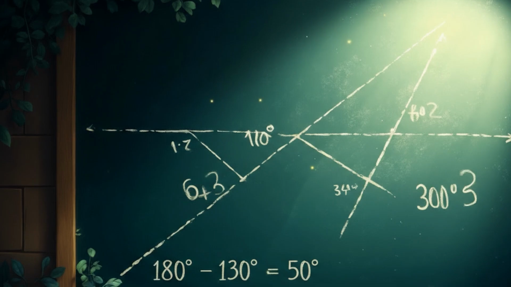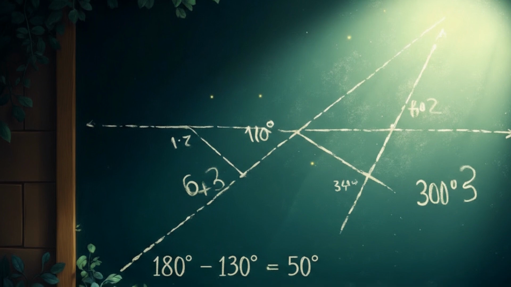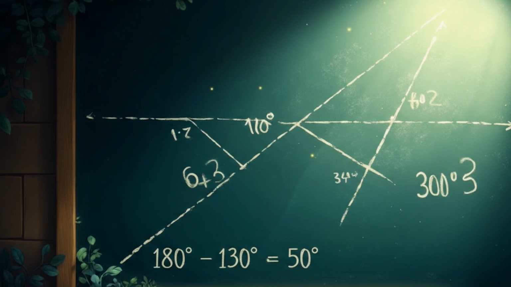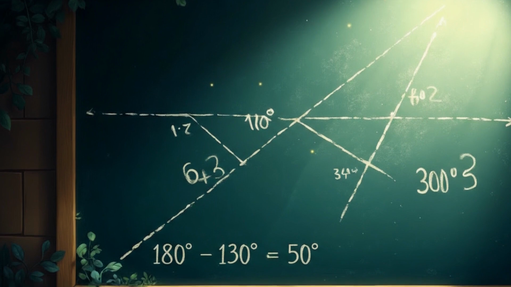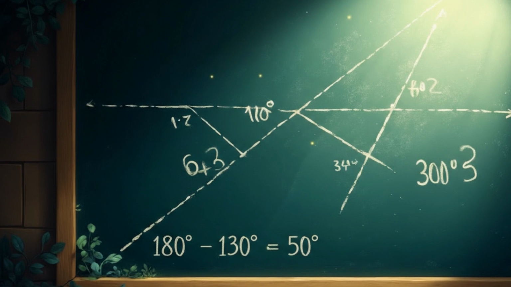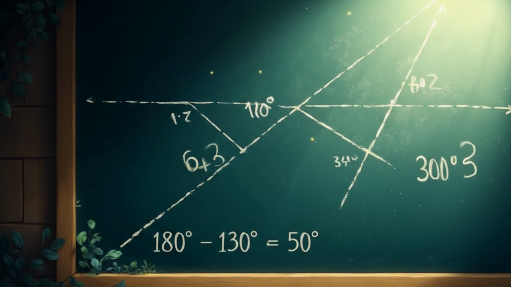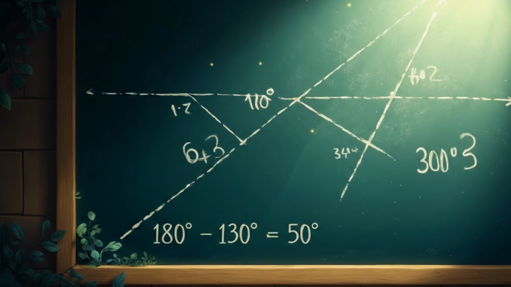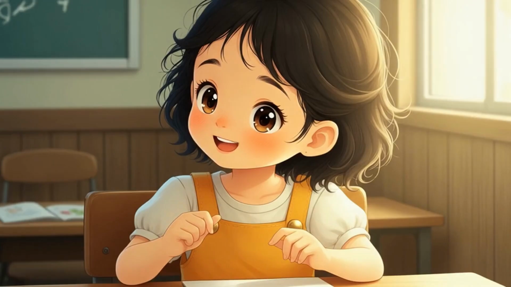When two lines cross, they form four angles. If one of them is 130 degrees, the next one on the straight line will be 180 degrees minus 130 degrees equals 50 degrees. The opposite angles are also equal. These are called vertically opposite angles.